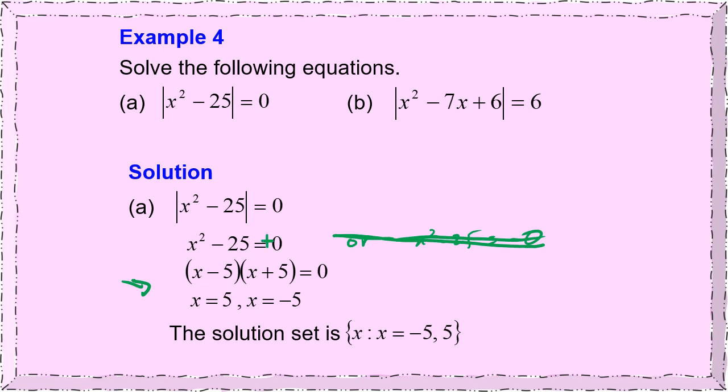Okay, so let's do question B. Absolute of x squared minus 7x plus 6 equal to 6. By using the definition, what do we get? We will get x squared minus 7x plus 6 equal to 6, or x squared minus 7x plus 6 equal to a negative of 6. In question A, we have 0, so we don't have to take the negative 0 because it will be the same. For this one, because we have a value on the right side, we have to put the negative on this. So solve for the left hand side first.